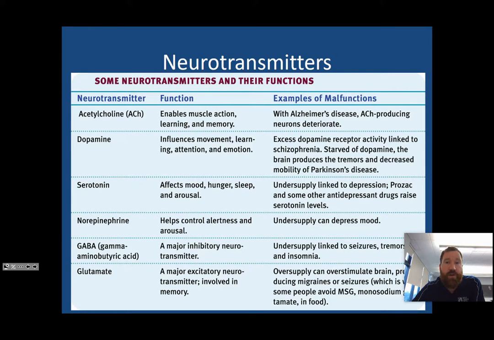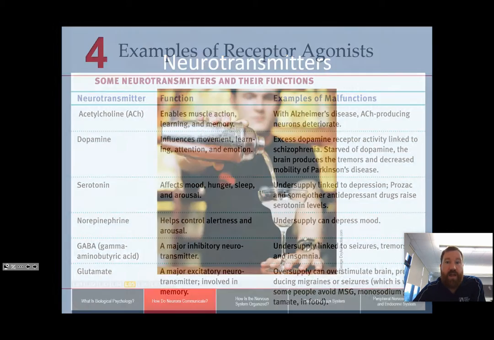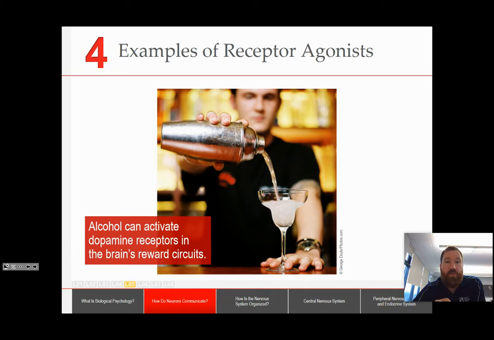When we're talking about drugs, we don't talk about excitatory and inhibitory. We talk about things called agonists and antagonists. An agonist mimics a neurotransmitter. I'll say that again. An agonist mimics a neurotransmitter.